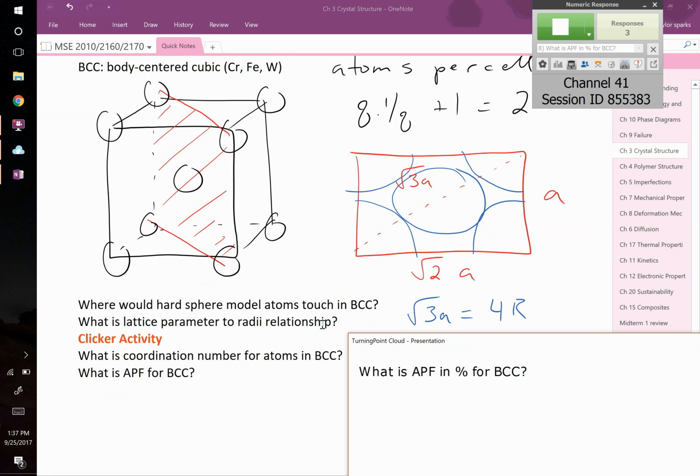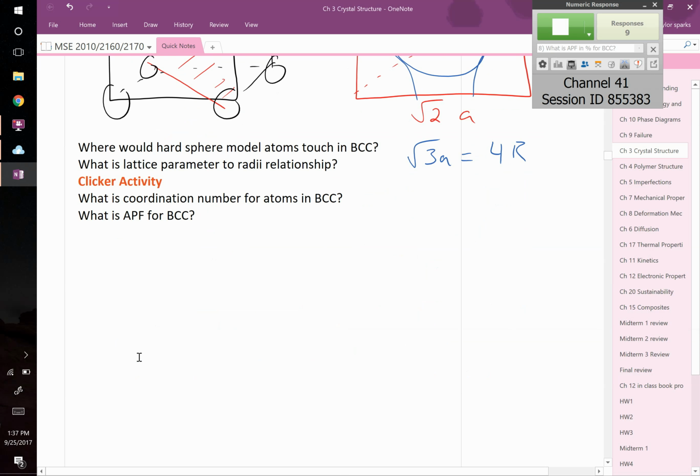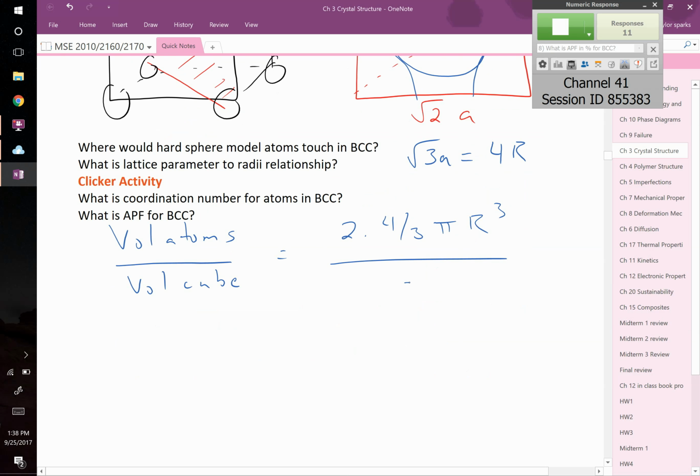The question was, what is the atomic packing fraction in BCC? Again, what's the volume of atoms divided by the volume of the cube? The volume of the atoms hasn't changed. It's still 4/3 pi r cubed for each atom, and there's 2 of them. Now you're going to divide that by A cubed, but the expression for A as a function of R has now changed a little bit. Let me get you started on this one. Okay, so go ahead and finish that one up.